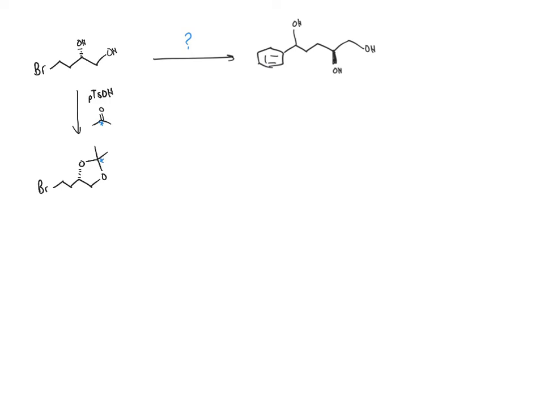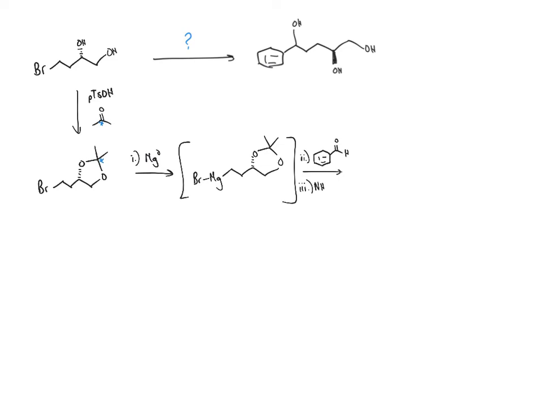Now we don't have any protons around, we can then treat that with magnesium metal. So magnesium metal in the first step will generate the Grignard reagent. The acetal stays as the acetal. It's completely inert. You can then react that Grignard reagent in a second stage of this reaction. Let's say we react it with benzaldehyde, and then we work it up with ammonium chloride.